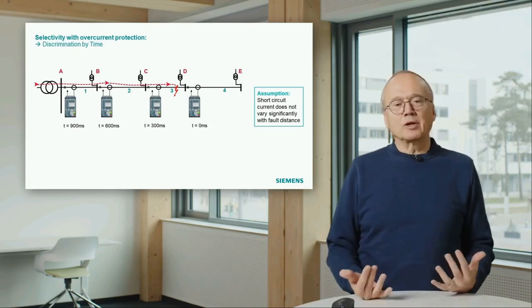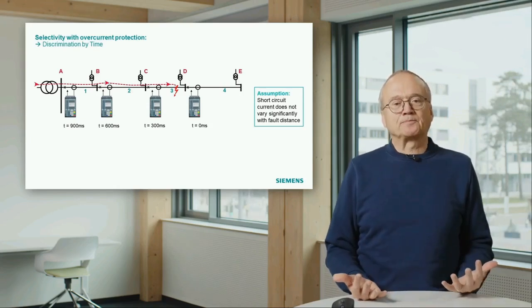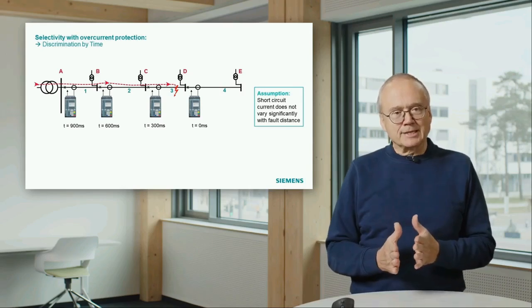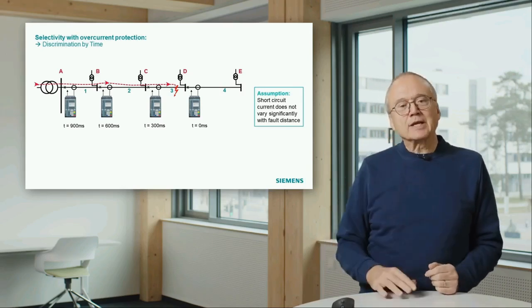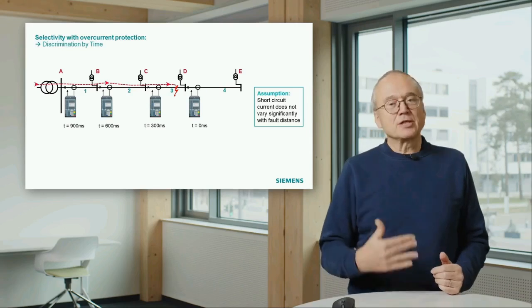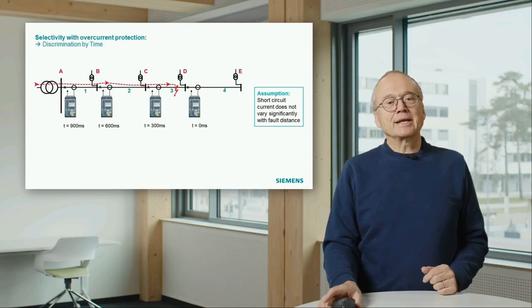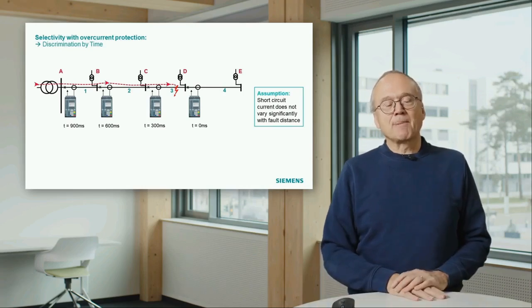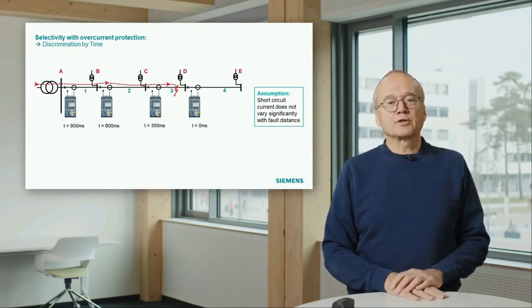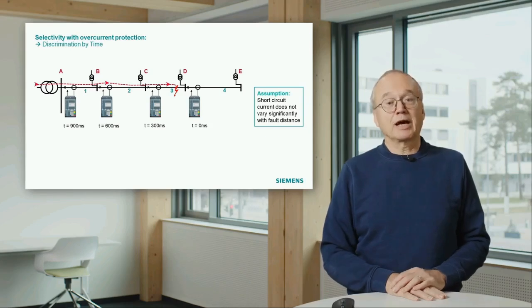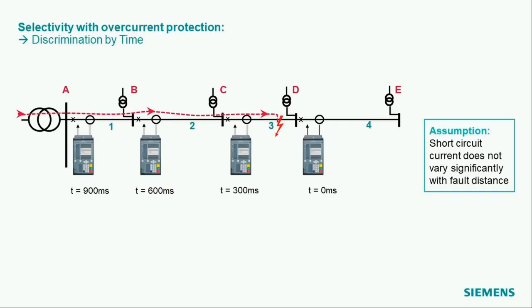But first of all, we look at what is now going to happen. The short circuit starts. Our 3 relays see the current is above the limit. They start their timer. And in the relay at substation C, the timer will expire first after 300 milliseconds. Then this relay will trip, will open the breaker, and then the current flow stops.